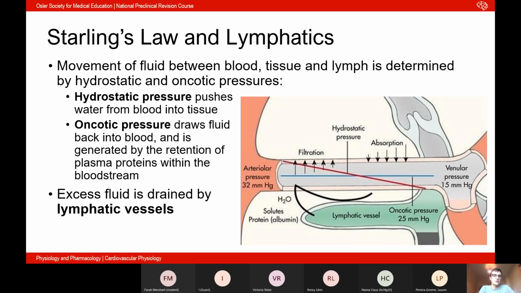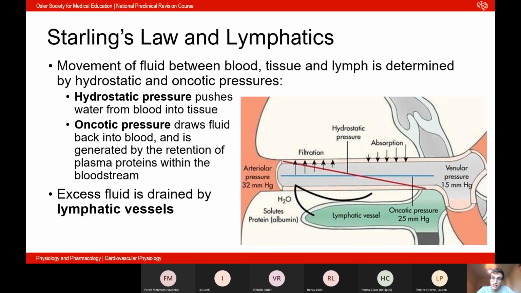So we have different pressures in play. You have hydrostatic pressure, which is generated by the pressure of fluid inside your vessels generated by the heartbeat, which is pushing water out into the tissues. You get oncotic pressure, which is like an osmotic effect caused by having proteins within the blood vessel that want to draw water back in, because water will always move to an area of increased oncotic pressure. And it's a careful balance of those two factors that determines how much fluid we get in our tissues.